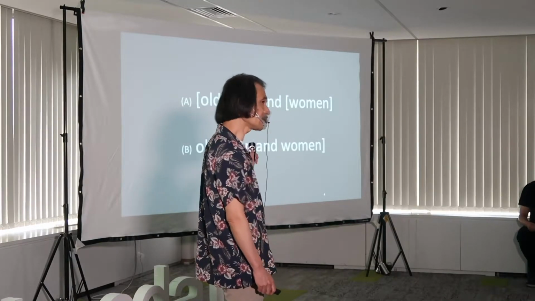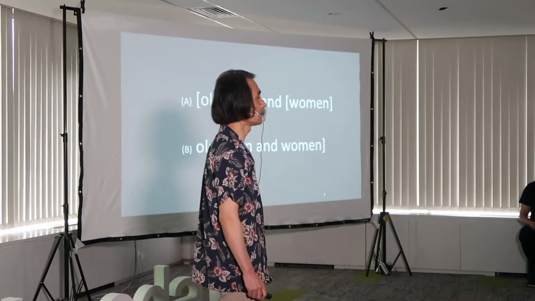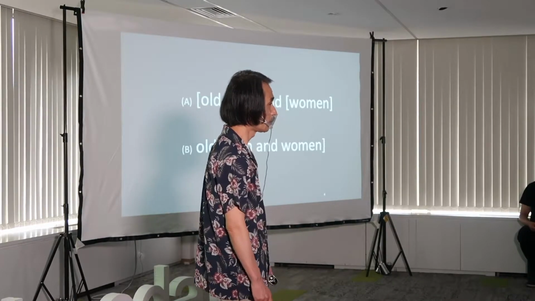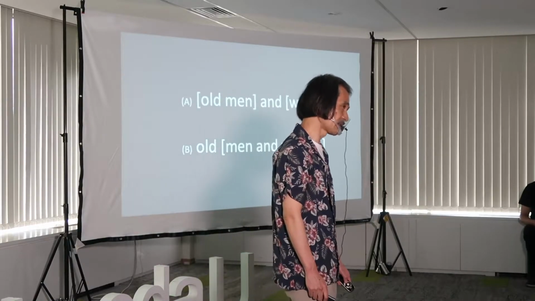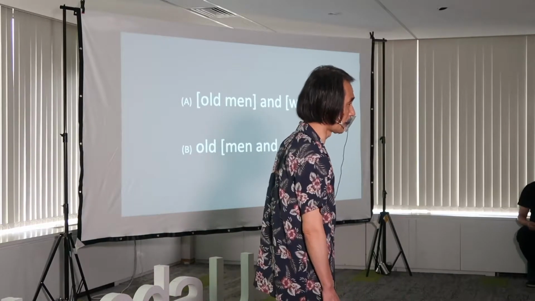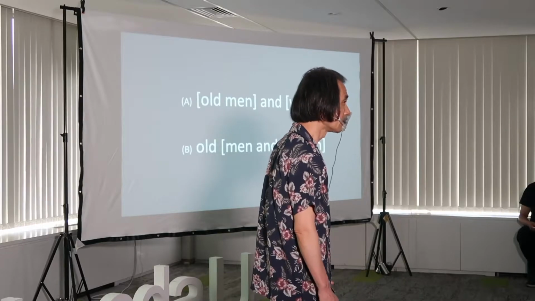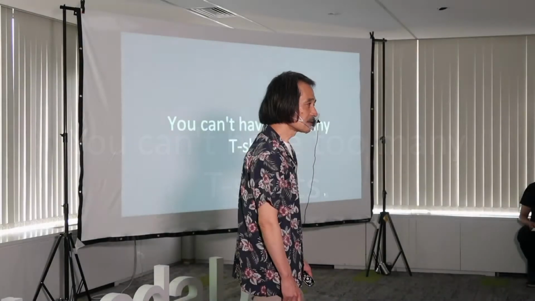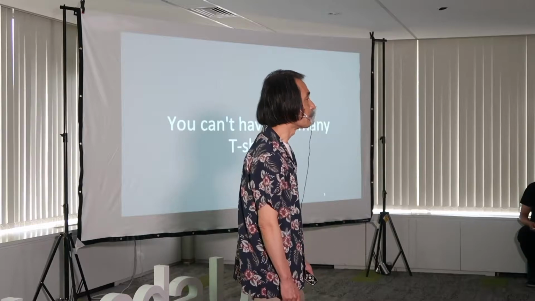Now, when we hear this phrase, we automatically interpret it either as A or as B, which may not be the same as what the speaker has in mind. This is a problem. Right? Now, let's go to the next example. You can't have too many t-shirts. Do you notice that this sentence is also ambiguous?